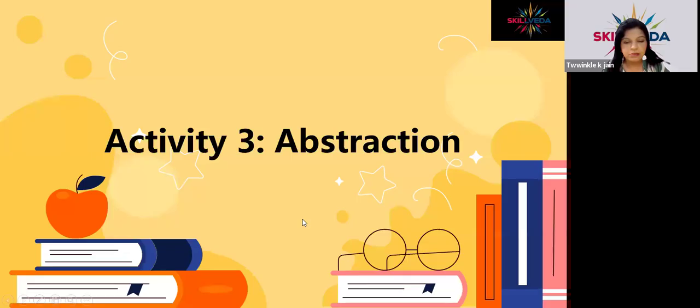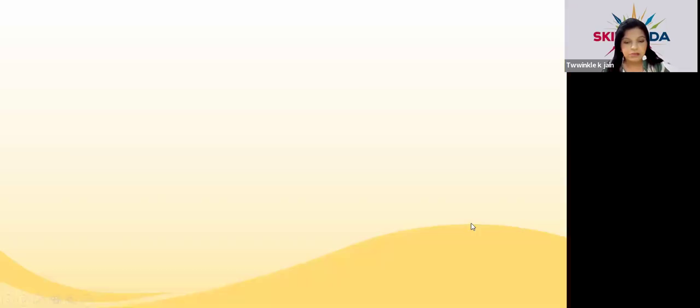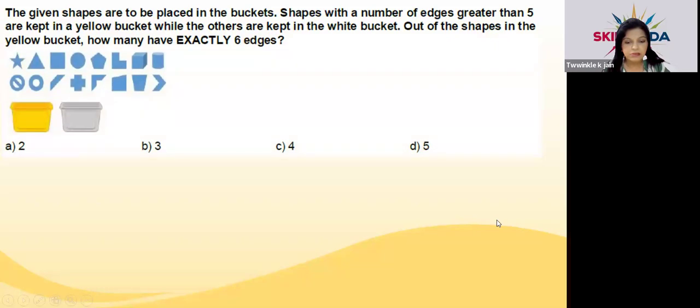Next component is abstraction. Most of you have given a very good response and correct answer. So the second one is based on pattern recognition. Now the third one is based on abstraction. Abstraction concept is nothing but taking up the important or necessary details to be focused upon and ignoring the irrelevant details or which is not required.